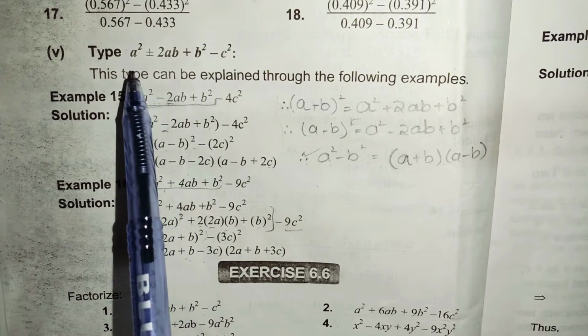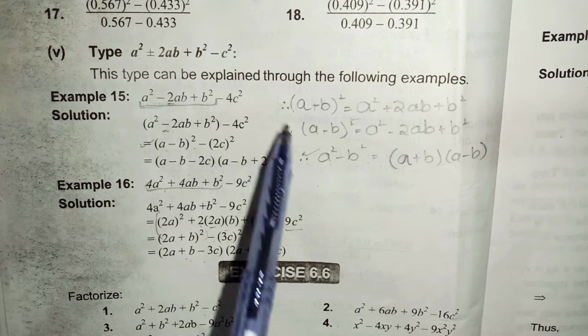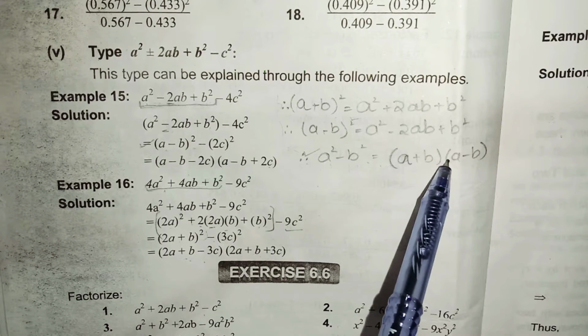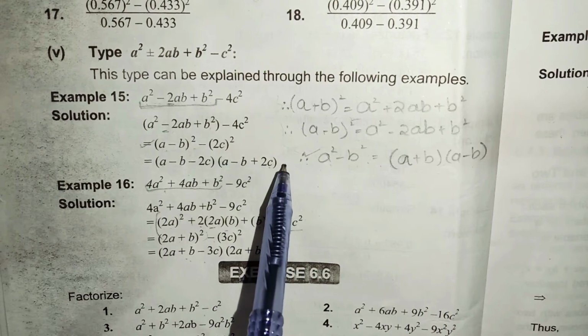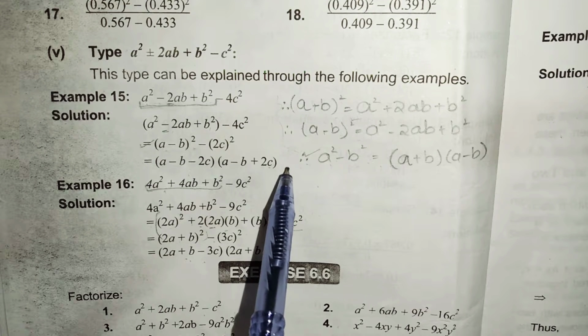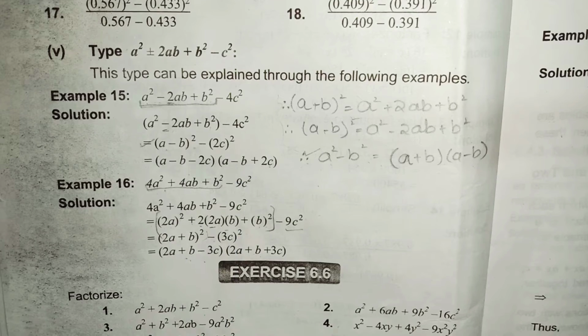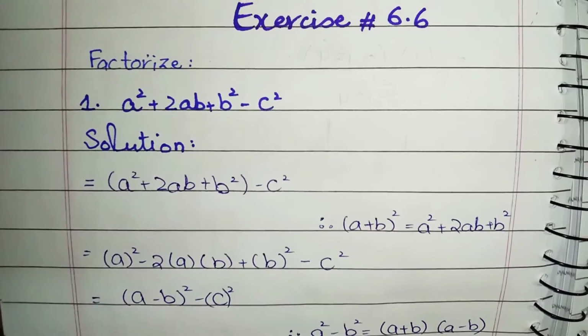Firstly, we will close the formula by using these two formulas. Then we will use our third formula, a square minus b square is equal to a plus b into a minus b. You are all familiar with these three formulas, but in this type of factorization we will use these formulas in each question. Now students, let's start our exercise number 6.6.